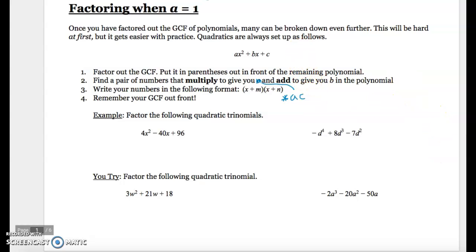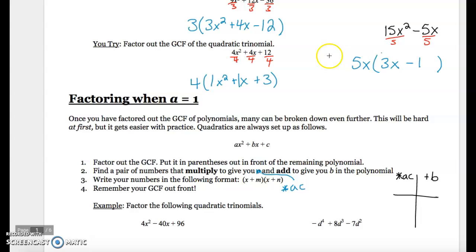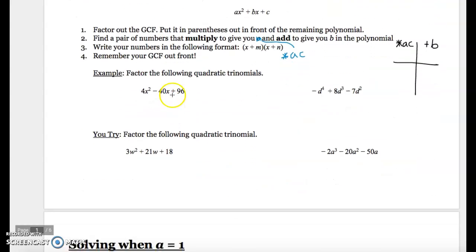A lot of times we wrote this using your table, right? So what numbers multiply to AC and add to B value. The goal is by the end of us practicing this skill, you won't have to write out the table every single time, but it's there if you need it. So then we write our numbers or our factors in this following format, and then that is factored. Remember your GCF out front. A lot of people, when they pull that number out front, so like the 3 or the 4 or the 5x, they like to just drop it completely and not have it anywhere in the problem. No, it is there. You need to include it.